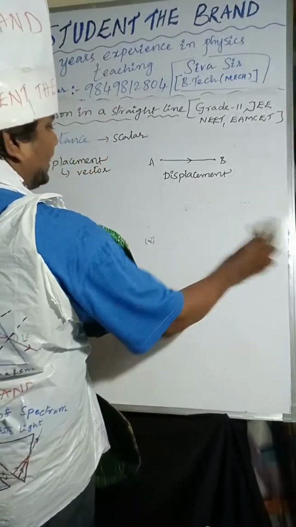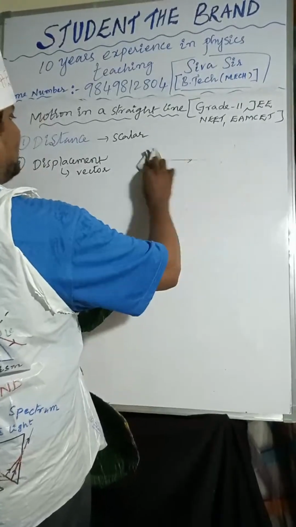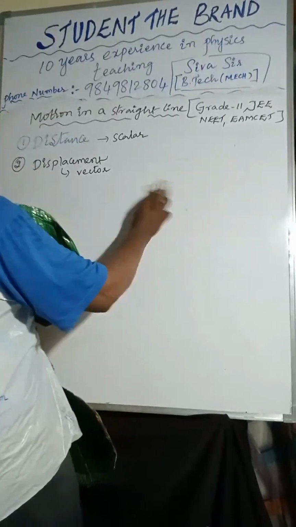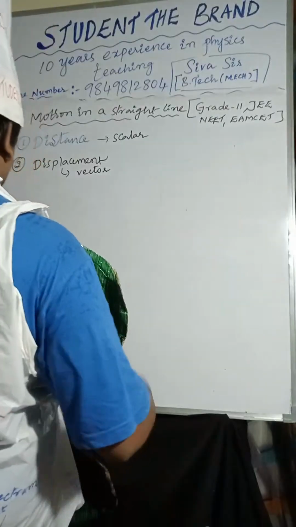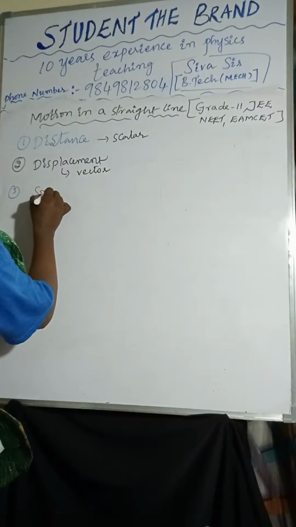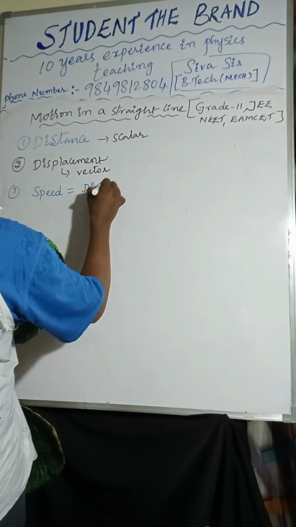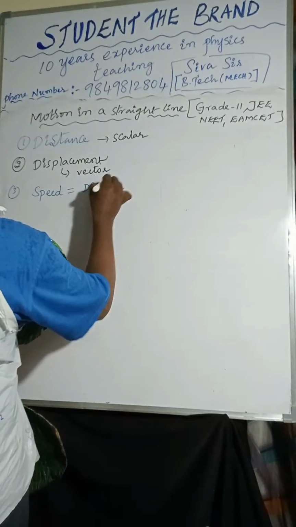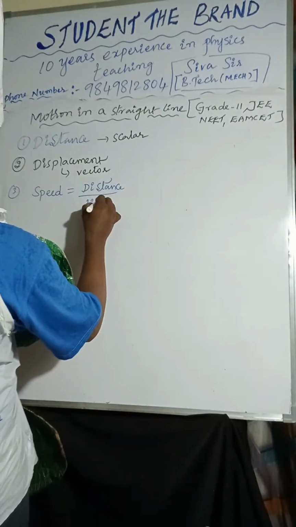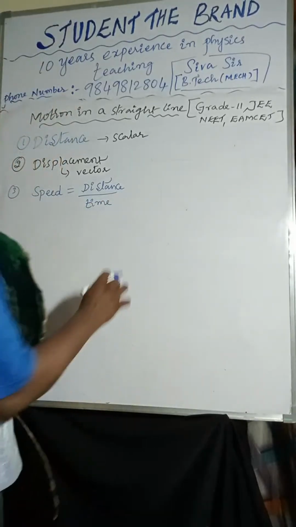The next point is speed. Speed is nothing but distance by time taken. Speed is the distance covered by an object per unit time.